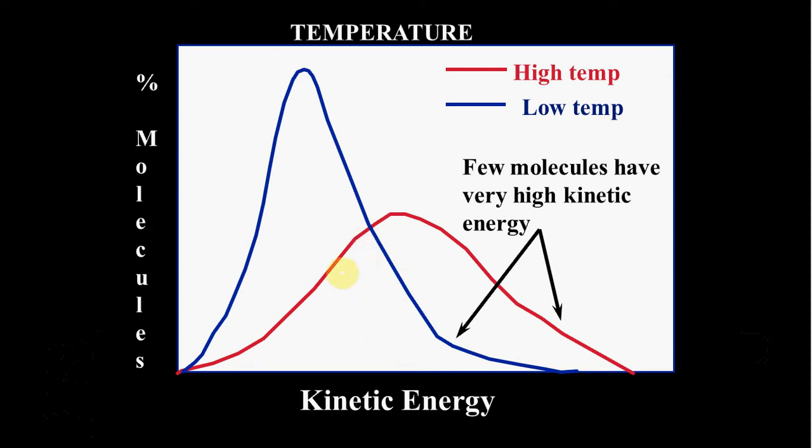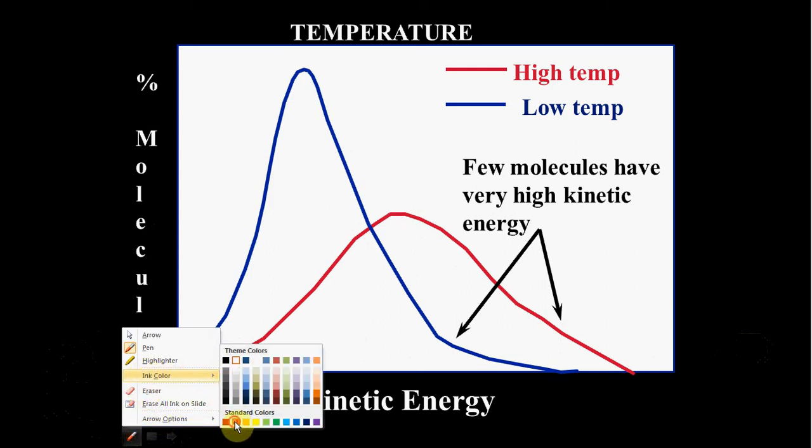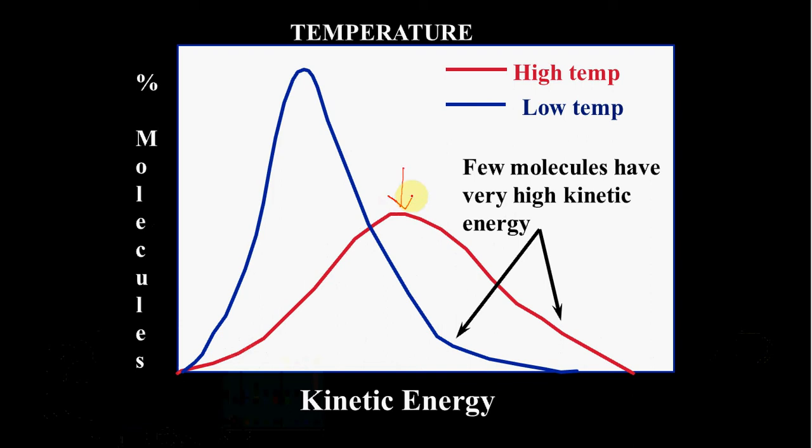Again, this is a Boltzmann distribution. This would be the higher of the temperatures. The red line indicates the higher temperature. There's the higher temperature, and there's the lower temperature. This would be the average energy of the molecules in both reactions.